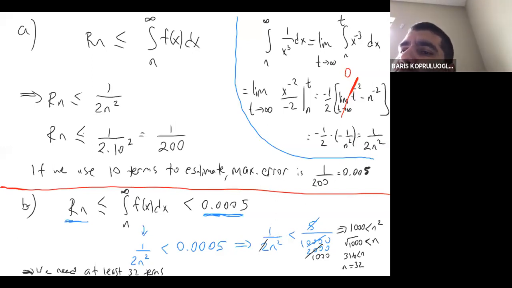No, you're doing diagonal multiplication, right? So 1,000 is going to be on the left, n squared is going to be on the right. Doesn't make sense? Yeah, no problem.